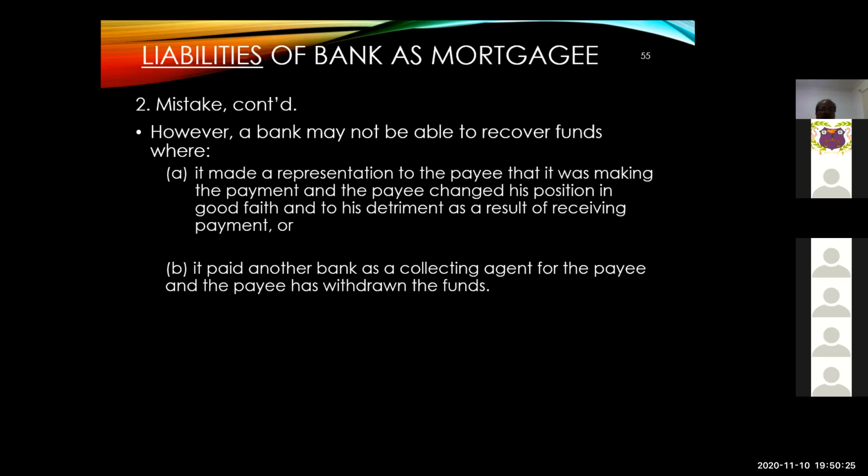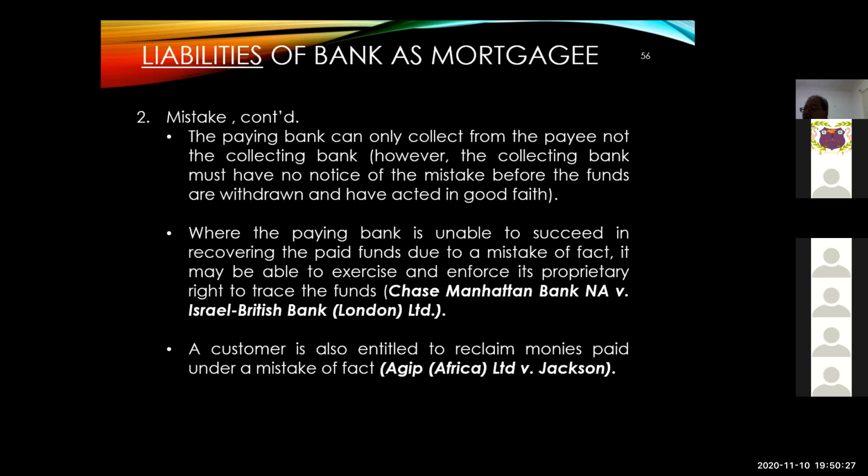The paying bank can only collect from the payee, not the collecting bank. However, the collecting bank must have no notice of mistake before the funds are withdrawn and have acted in good faith. Where the paying bank is unable to succeed in recovering the paid funds due to a mistake of fact, it may be able to exercise and enforce its proprietary right to trace the funds. A customer is also entitled to reclaim monies paid under a mistake of fact.